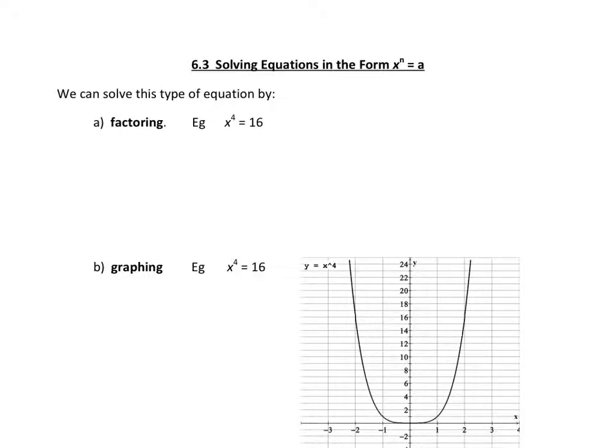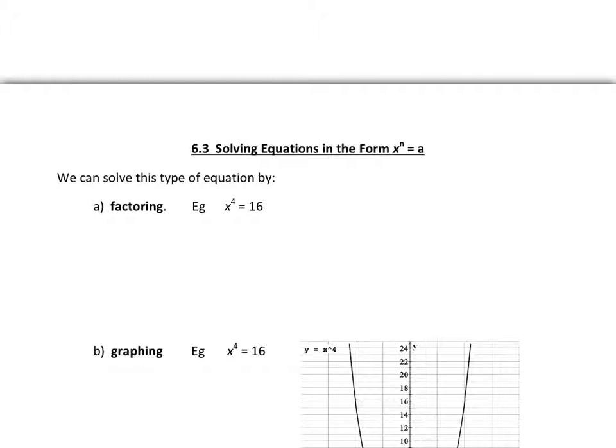Okay, in this lesson we're looking at some different strategies for solving equations in the form x to the exponent n equals a, some constant. For example, to begin with, we have the equation x to the exponent 4 equals 16. One way that we could solve an equation like that is by factoring. Before we can factor, we need to move all of our terms onto the left-hand side. So subtracting 16 from both sides will give us x to the exponent 4 minus 16 equals 0.